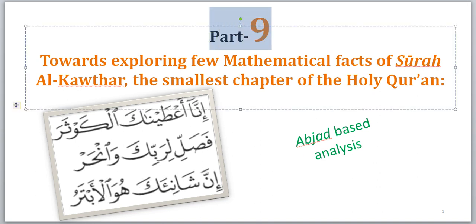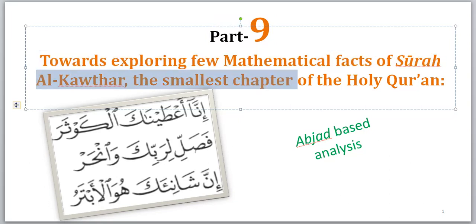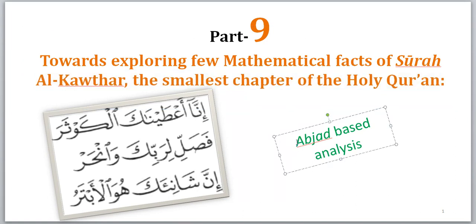Welcome to part 9 towards exploring few mathematical facts of Surah Al-Kawthar, the smallest chapter of the Holy Quran. We know that Surah Kawthar is: Bismillahir Rahmanir Rahim. Inna a'atainaka al-Kawthar fasalli li rabbika wanhar inna shani'aka huwal abtar. Please be noted that in this discussion, abjad-based analysis is made.